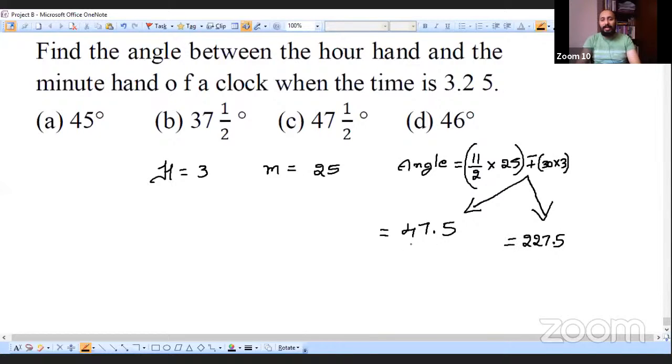Which is the right answer? 47.5 is the right answer. That's why we take plus or minus here. So when you take plus or minus, either this or that will be the right answer. 47 and a half is the right answer. Okay.